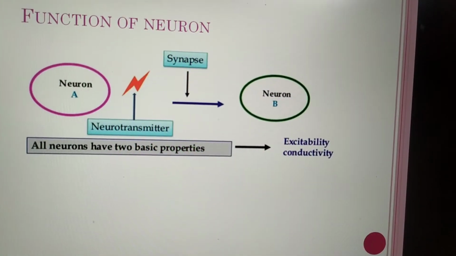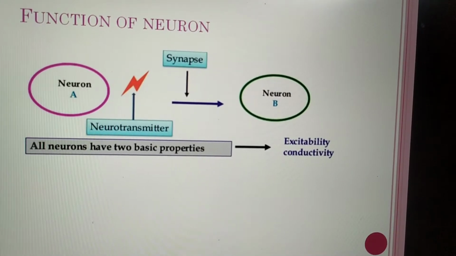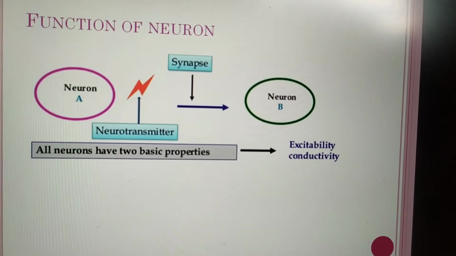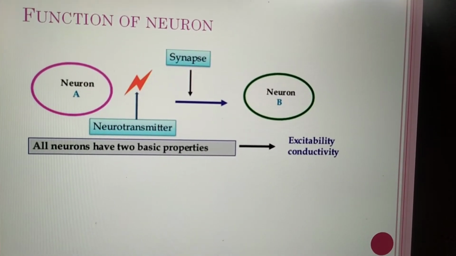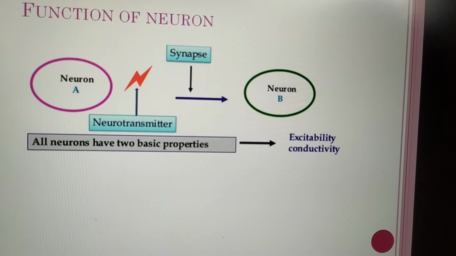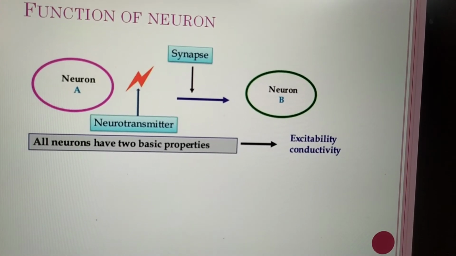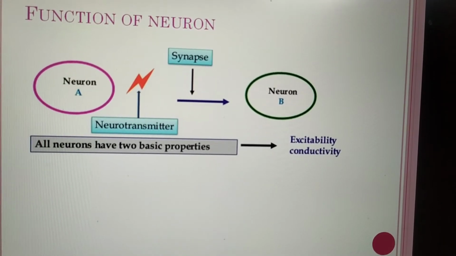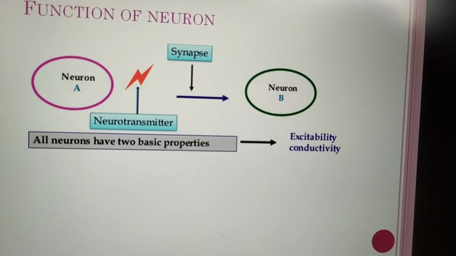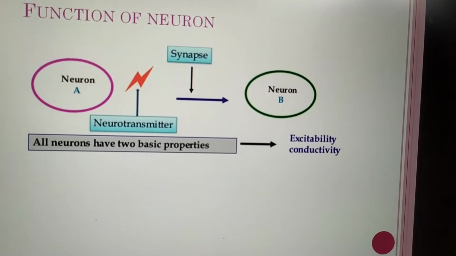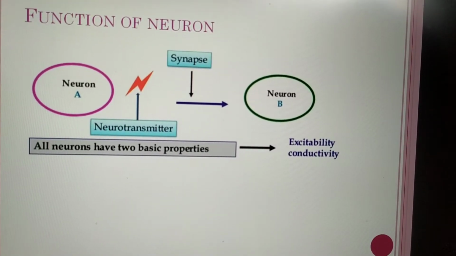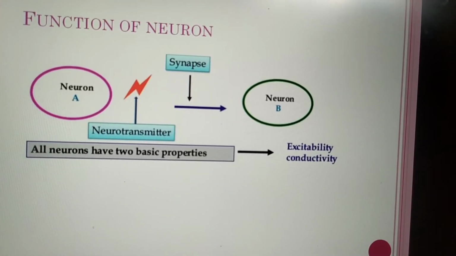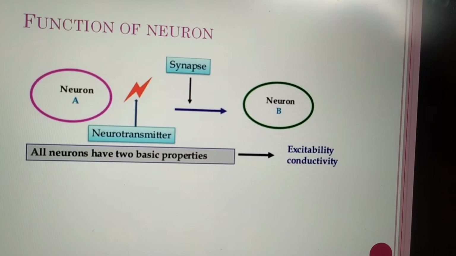So this is how the nerve impulse transmission takes place. There is a neurotransmitter, there is a gap. The gap between the two neurons, neuron A and neuron B, you can see a gap. The gap is called the synapse. So all neurons have two basic properties: excitability and conductivity. Just like an electric wire conducts an electric impulse, a neuron conducts a nerve impulse or transmission.